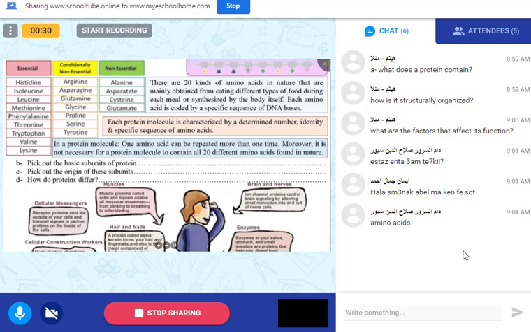What if the amino acids are 20 and you can use an unlimited number of amino acids to make proteins? So that's why we have millions of proteins. That's why we can make from these 20 amino acids only millions of proteins.